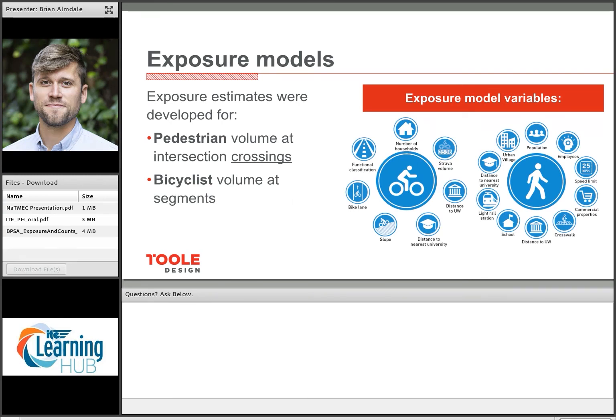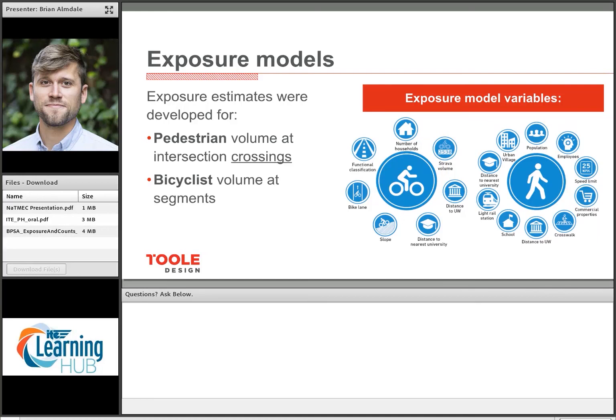A major impetus for developing the BPSA Phase 2 was the availability of estimated motor vehicle volumes for the entire Seattle street network. This was developed by DataKind. The motor vehicle volume estimates allowed us to refine the Phase 1 exposure models and better assess crash risk.